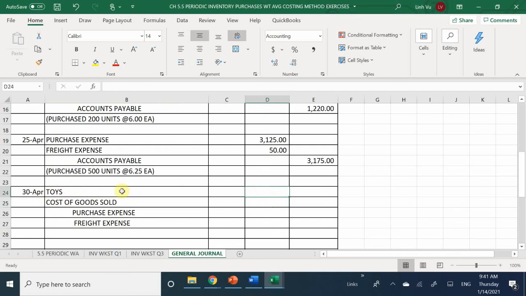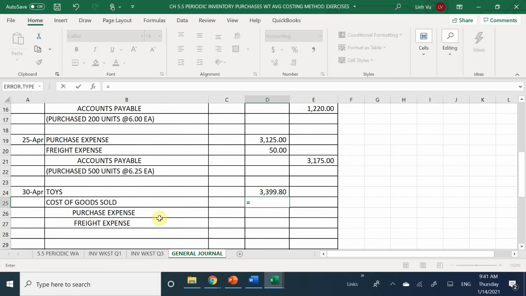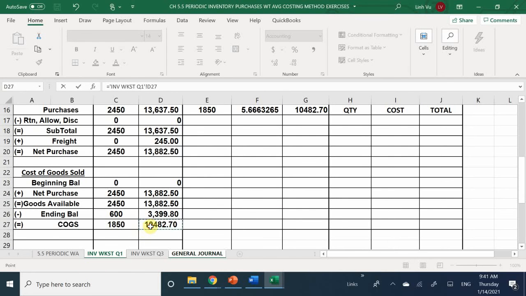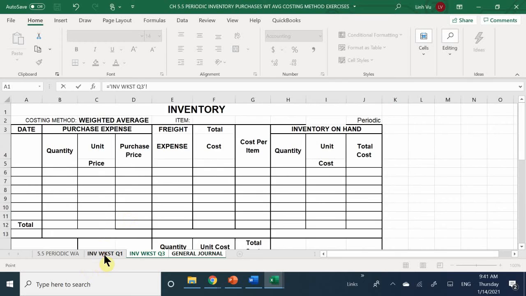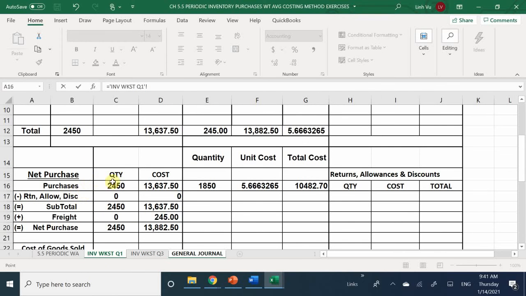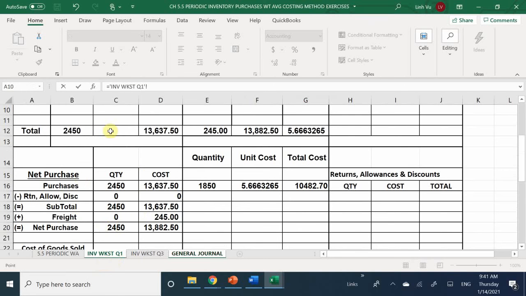So toys, our ending balance in toys was 3,399. Yes, that one. Good. And our cost of goods sold is going to be this 10,482. Okay. What was our total purchases? 13,637.50. And then our total freight, 245.